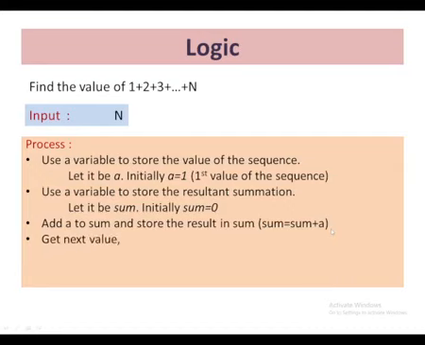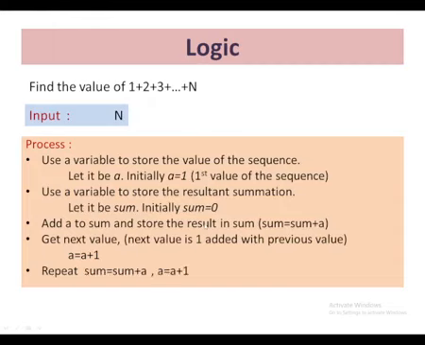Then I want to get the next value. The next value is nothing but 1 added to the previous value. So how do I represent? It is a equal to a plus 1, because I am using this variable a to refer to these values, which is initialized to 1. So a equal to a plus 1 means my previous value is 1, I am adding 1 to it. So now my a becomes 2.